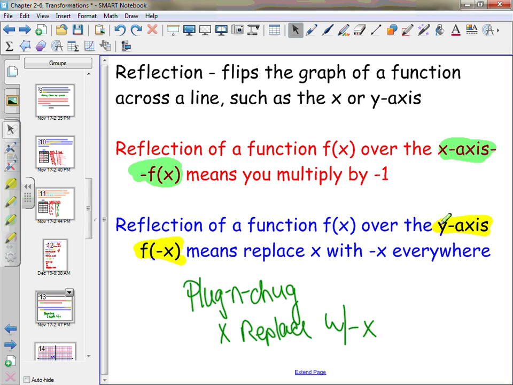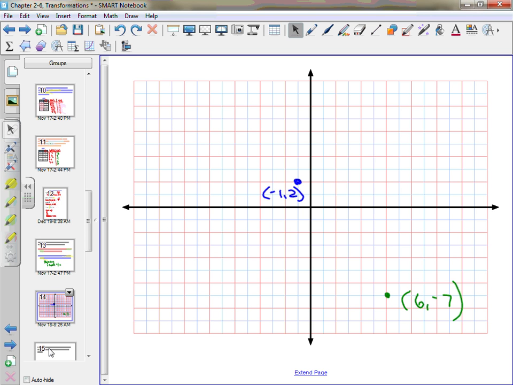Now, let's think about this using points. There are 2 problems here. Do you all understand that? We have problem 1, which is (-1, 2), and problem 2, (6, -7). I put them on one graph for you. Now, I want to reflect the point (-1, 2) over the y-axis.